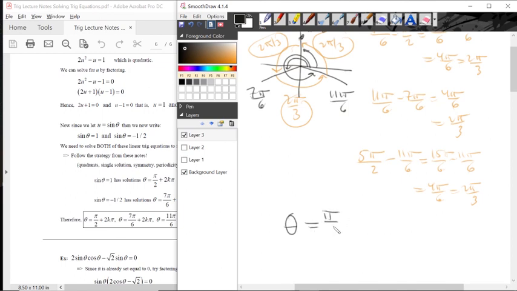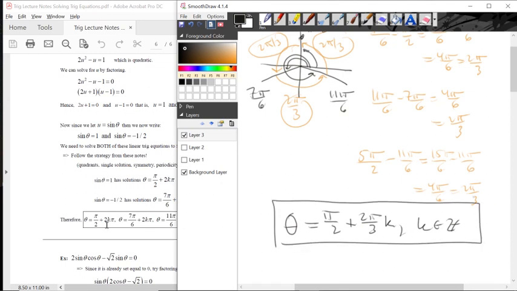For instance, I'll choose pi over 2, just the first one in the bunch. And instead of adding 2 pi times k, we can instead add 2 pi over 3 times k, where k is any integer. And that would in fact include all the solutions that I've expressed here as 3 sets of solutions. For instance, if k is equal to 1, pi over 2 plus 2 pi over 3 is going to give you 7 pi over 6. If k is equal to 2, then this is going to give you the 11 pi over 6, for example.